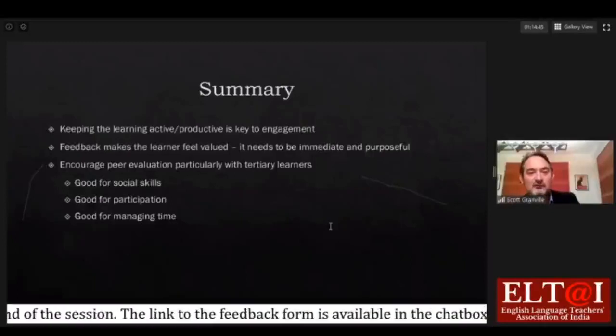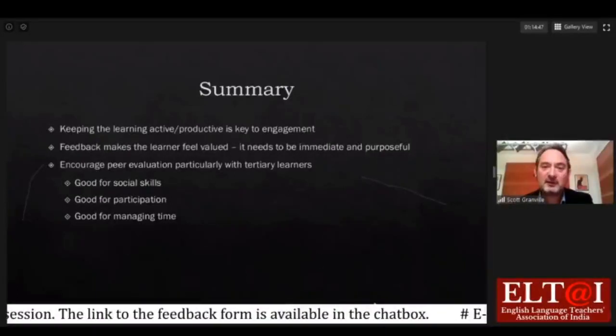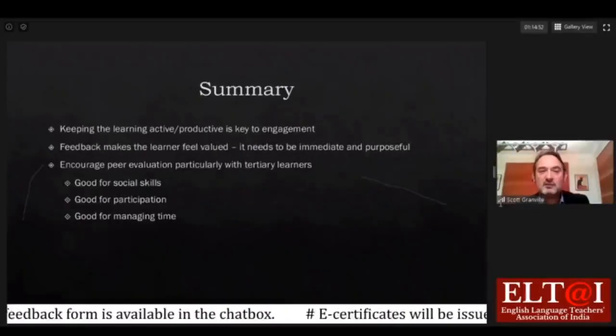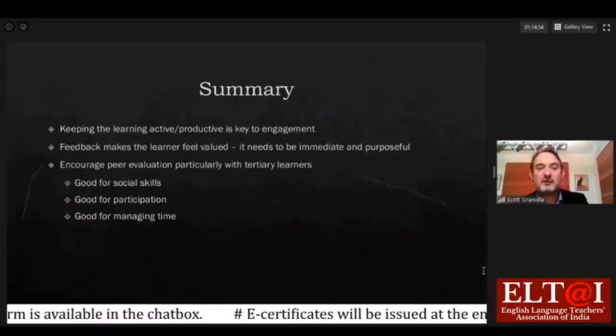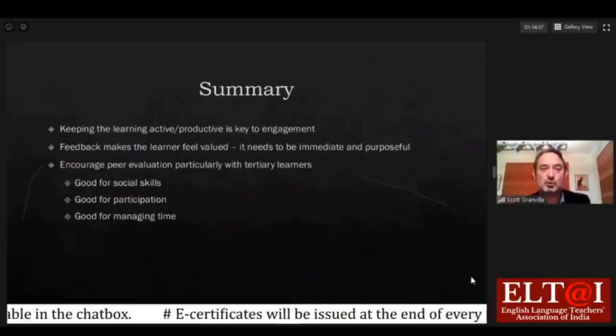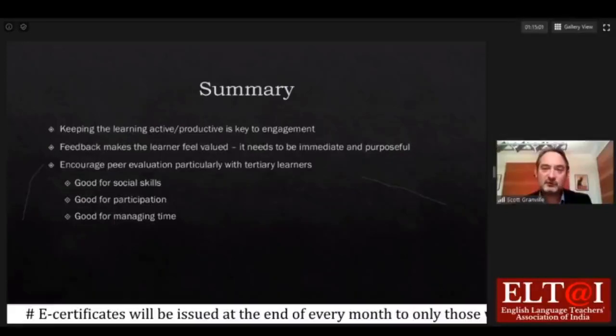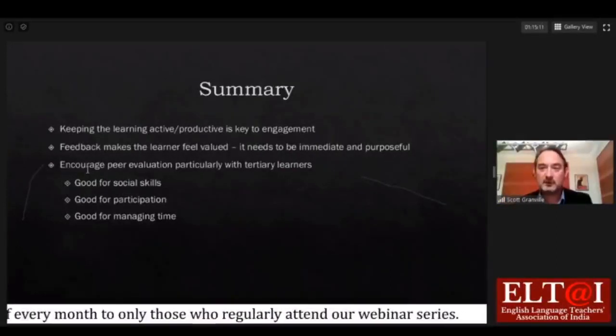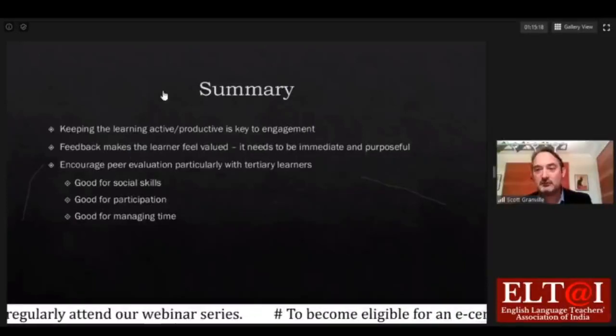If we encourage peer evaluation, I find this particularly with tertiary learners, but it's also very valuable at high school level as well. These are 3 aspects that we can say for sure. It's very good for social skills. The flip side of this is that it's not good when we come onto an online platform and talk at a group of tertiary or high school students for 30 or 40 minutes, because often we're not engaging with them. So the follow-on from that is it's good for participation.